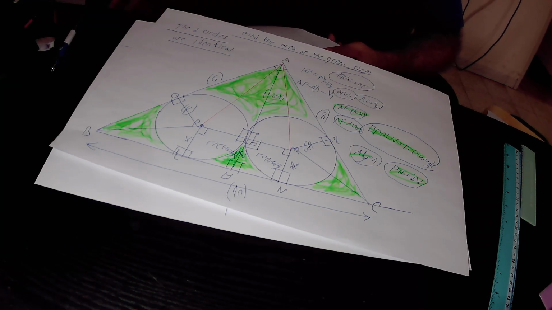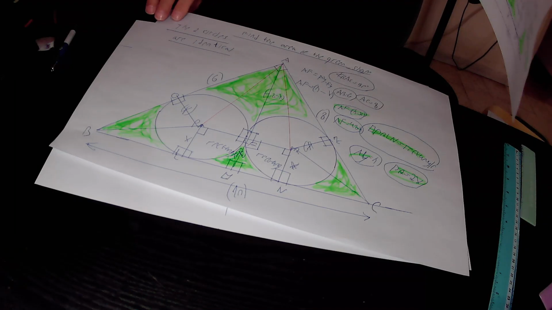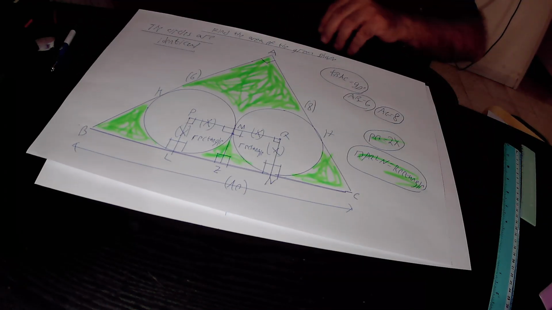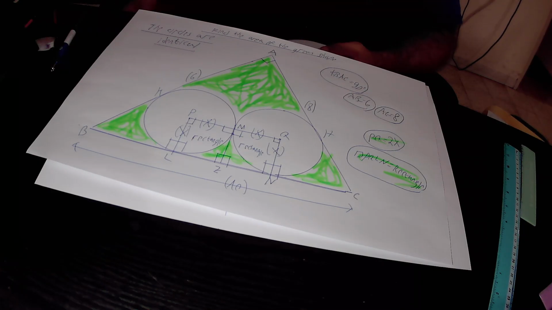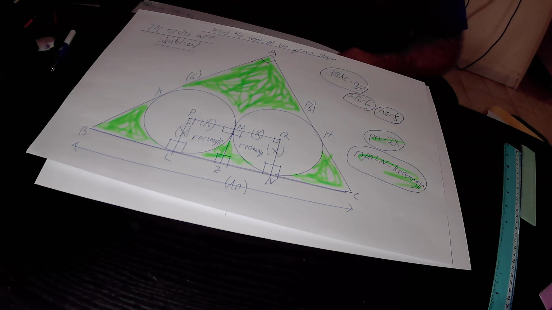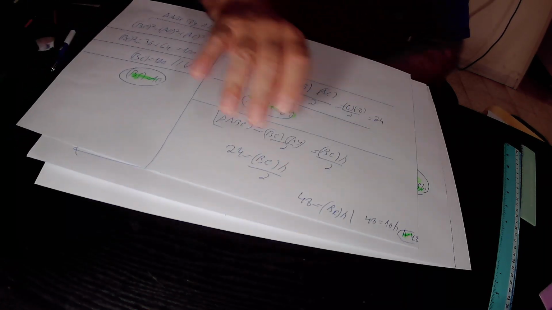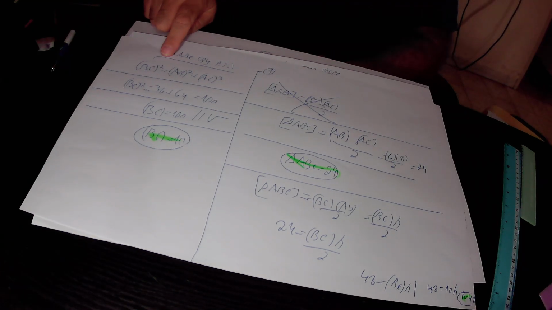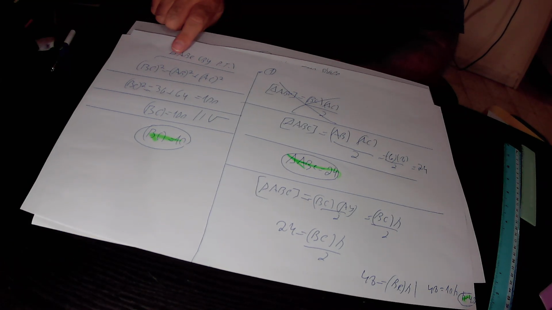So first of all, we found the length of the hypotenuse BC. According to the Pythagorean theorem, BC squared, that is the square of the hypotenuse, equals AB squared plus AC squared.